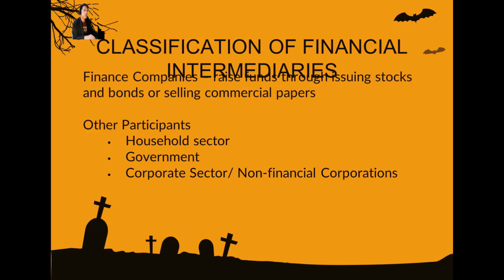Okay. Then also we have finance companies. So finance companies raise funds through issuing stocks and bonds or selling commercial papers. No? Other participants, of course, we have household sector. So there's the family, tapos even in the marketplace, there's also individuals and families, including families serving charitable, religious, and non-profit organizations. Of course, there's government. The role is really on regulating the financial market and also these financial intermediaries. No?